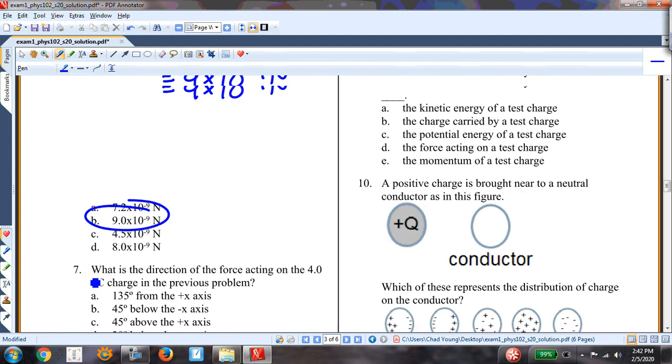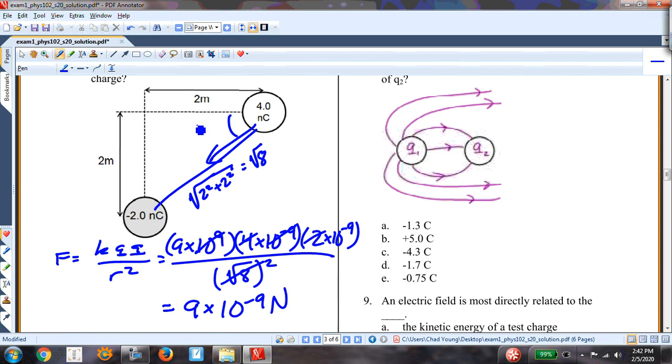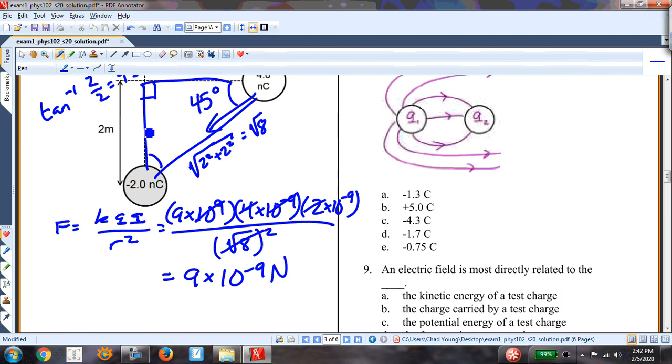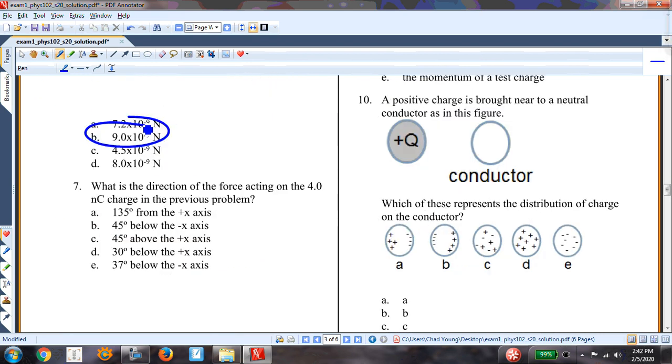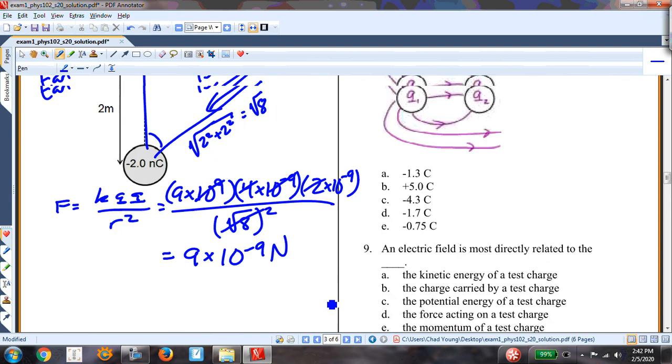What is the direction of the force? Oh, look, I already drew the vector, so I know it's because this is an equilateral right triangle. This is 45 degrees. You try it. Tan minus 1 of 2 over 2. That's equal to 45 degrees, or you can just recognize that that's an equilateral right triangle, and so both of these angles are 45 degrees. This is 90 degrees. So it's 45 degrees below the negative x-axis. Let's see. B is right there. It's not C. These are in the wrong quadrant. That's the wrong angle. 135 from the positive x-axis would be over here. That's 135 degrees. That's not right. So yeah, B is the right answer.